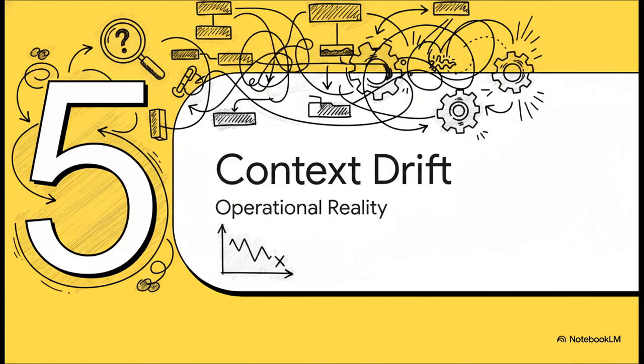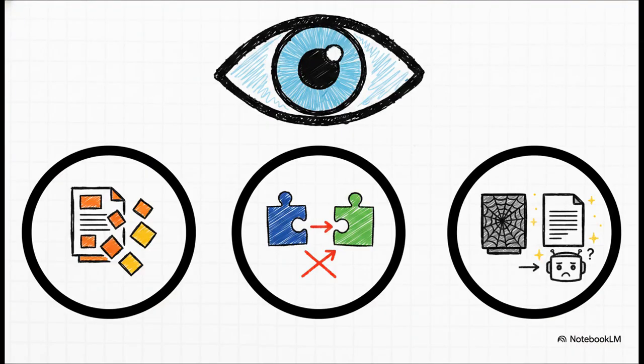Finally, Section 5, Detecting Context Drift. The messy operational reality of going live. Because here's the truth. Even the most perfect system will quietly rot over time if you aren't actively monitoring for context drift. And it comes in 3 insidious forms.